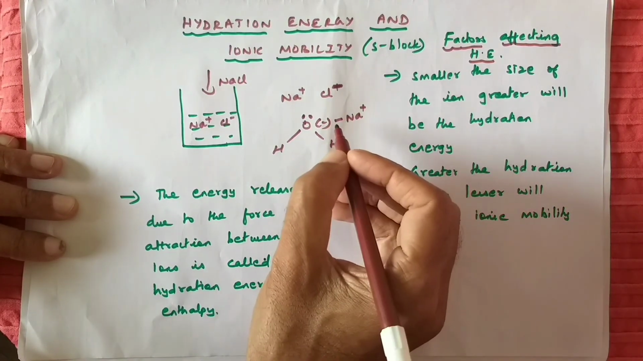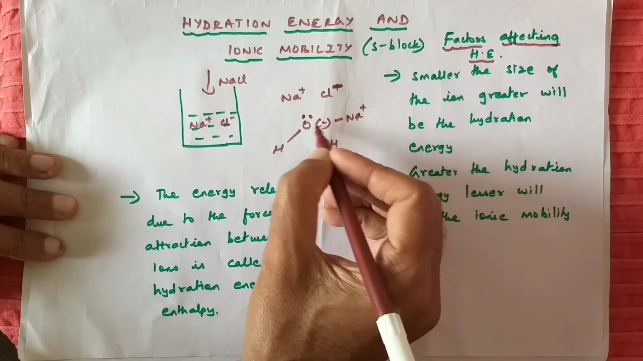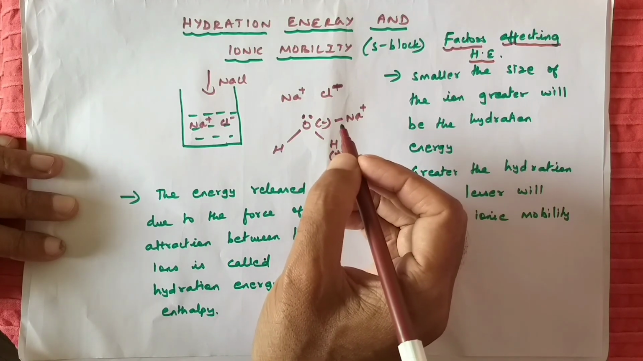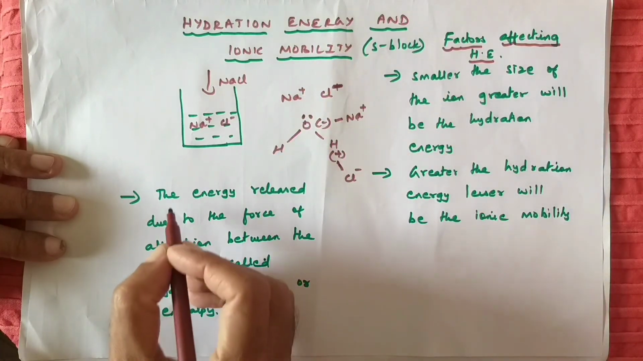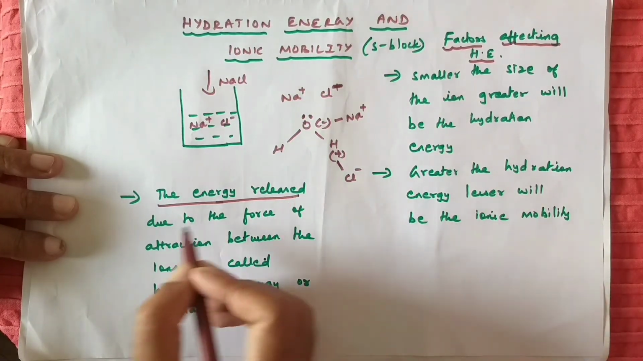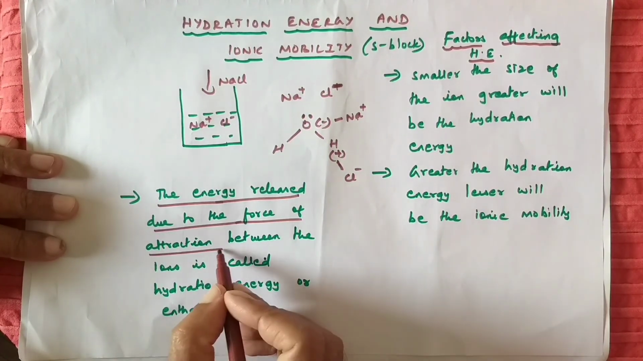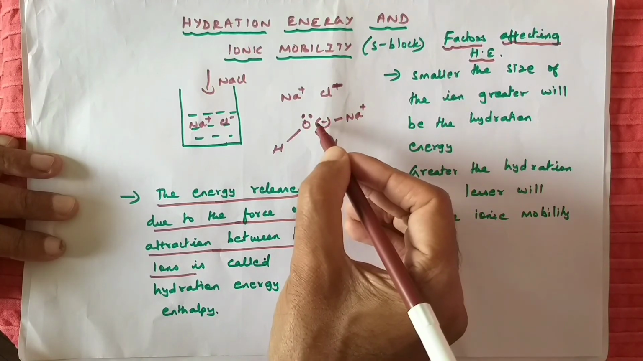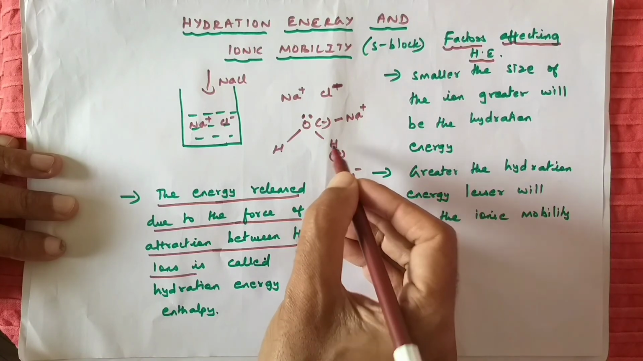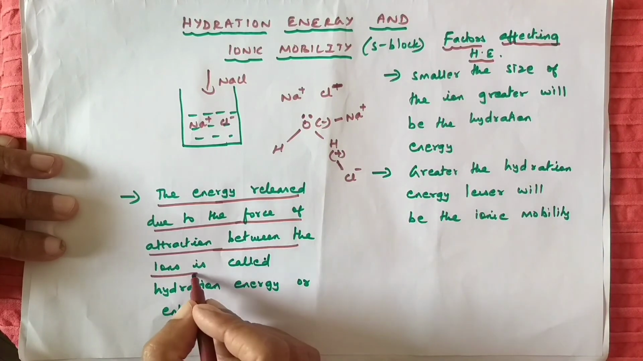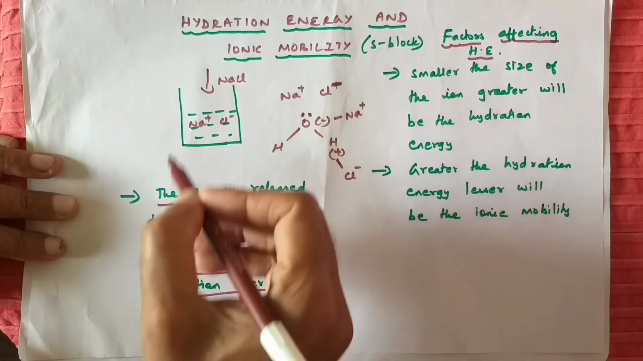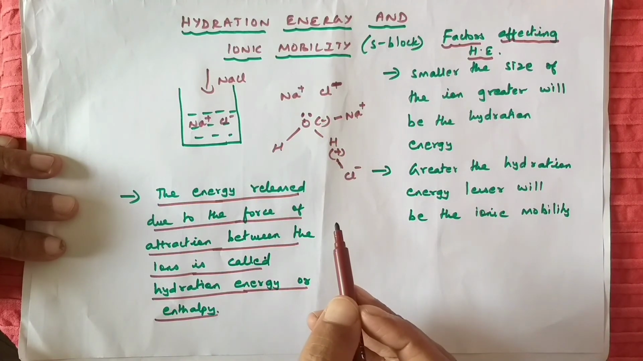During this time, when there is an attraction between Na+ and O-, energy is released, and that energy we call the hydration energy. So the energy released due to the force of attraction between the ions, Na+ and the O- ions, Cl- and the H+ ions, is called hydration energy or hydration enthalpy. This is the simple concept of hydration energy.